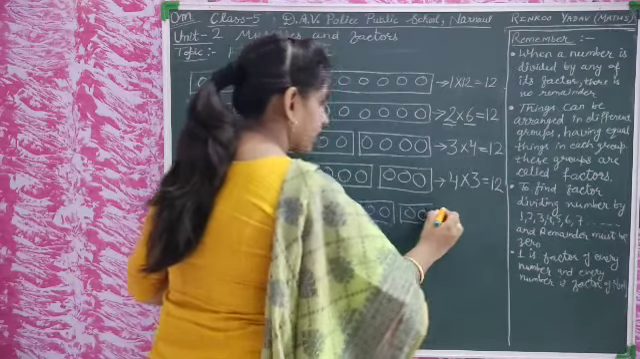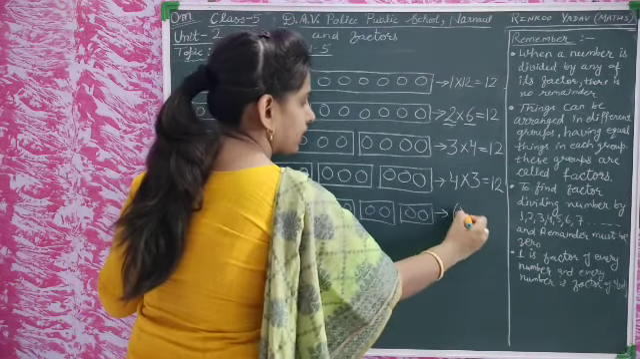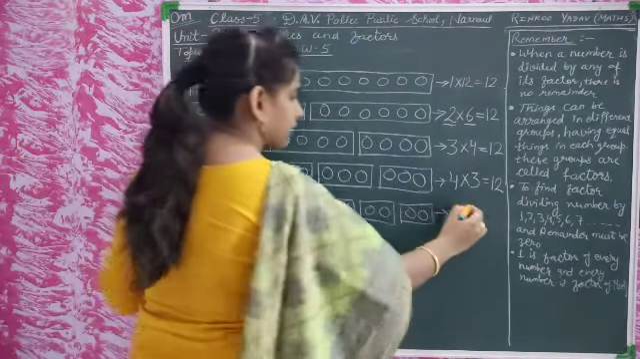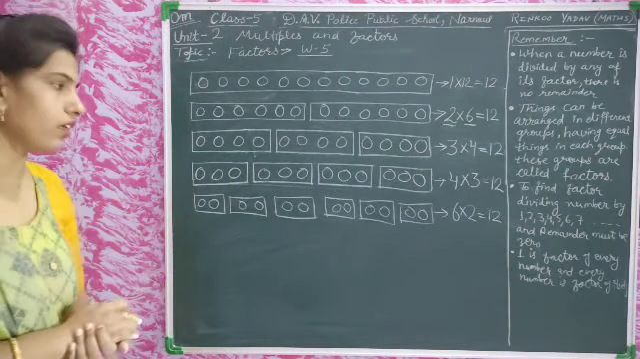So students, you are looking here: 1, 2, 3, 4, 5, 6. There are 6 groups, and every group has 2 things. And that equals 12. 6 twos are 12.